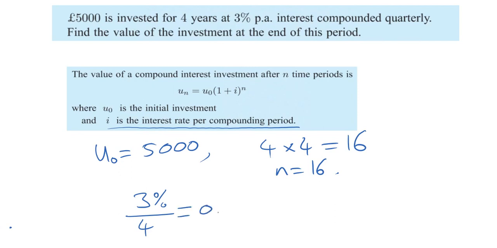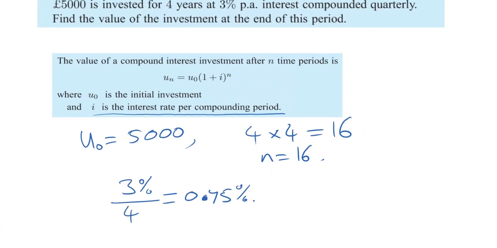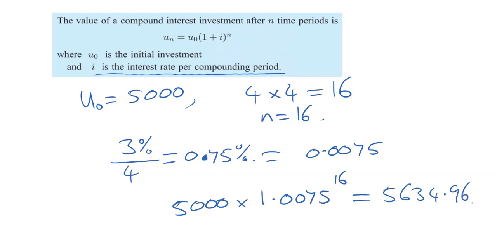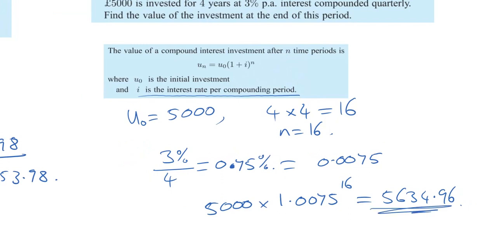So this is 0.75%. Okay, so that is our interest rate per quarter, and that's going to help us calculate this. So it's a little bit like having an equivalent decimal of 0.0075, right? Okay, now let's pop all this into that formula then and see what happens. So we're going to have 5,000 multiplied by 1.0075 to the power of 16. Now, if we work that out on the calculator, we're going to have 5634.96. And there is our answer.